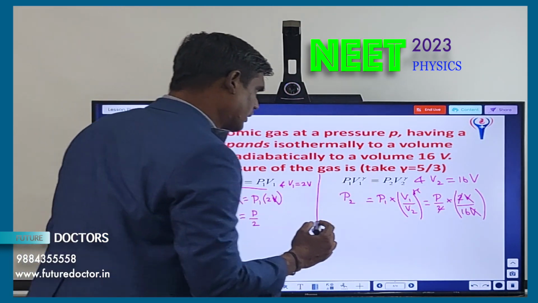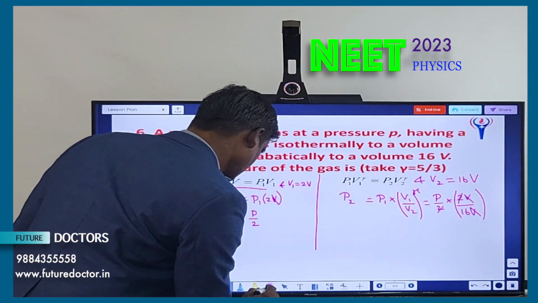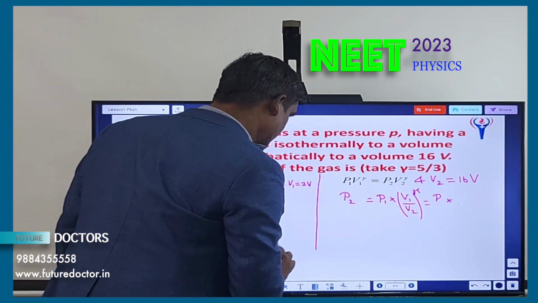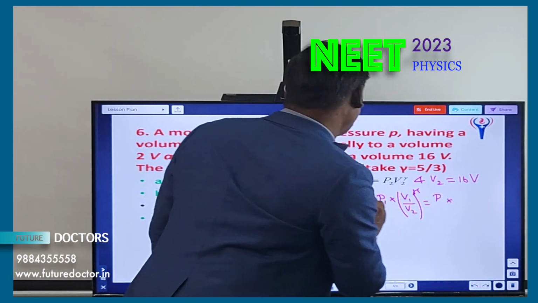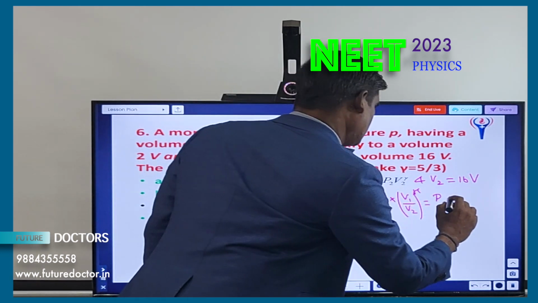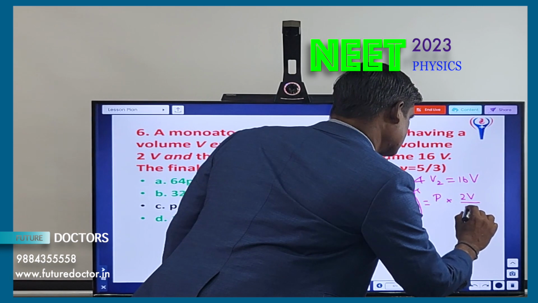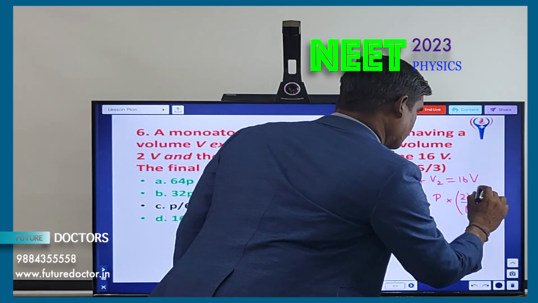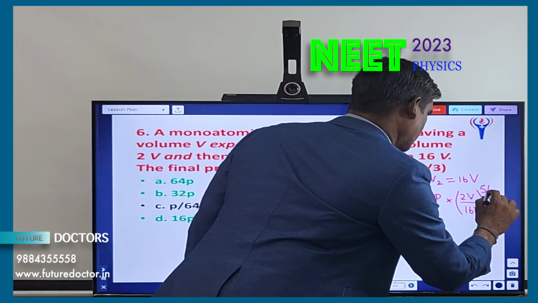This 2 you can't cancel, because the whole power gamma is there. So you can't cancel the inside things. P into V1 is 2V by 16V whole power gamma. What's the value of gamma? 5 by 3.